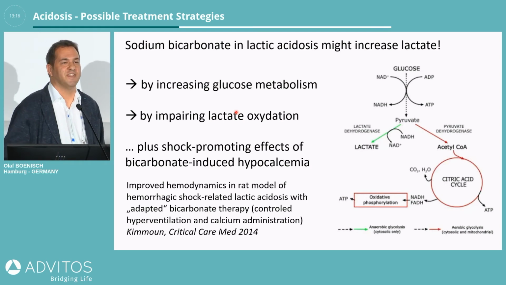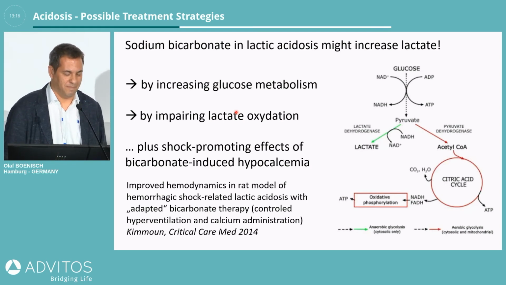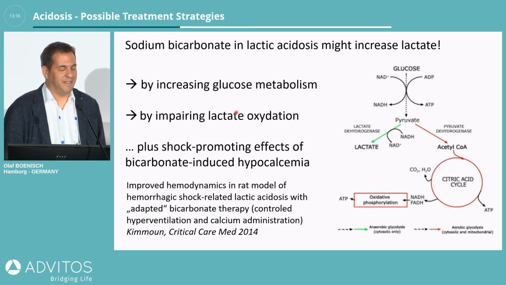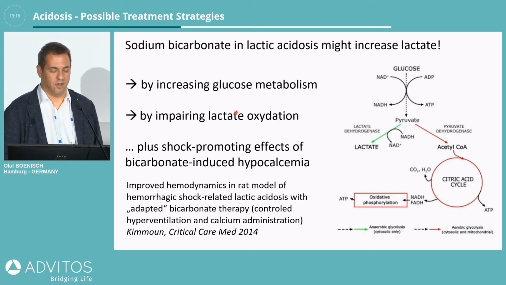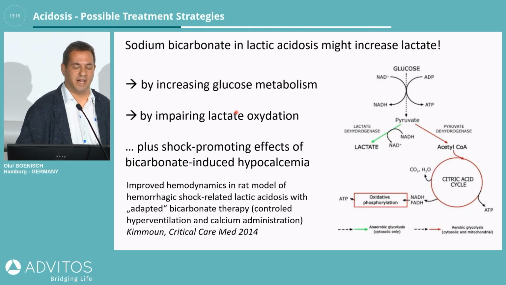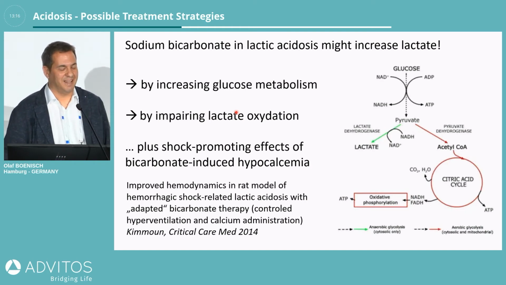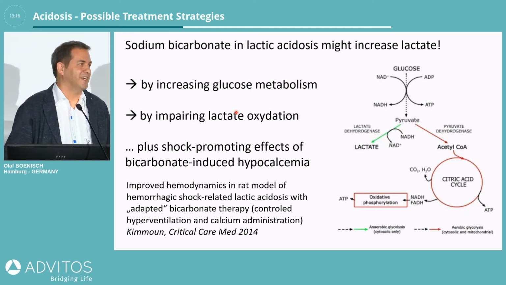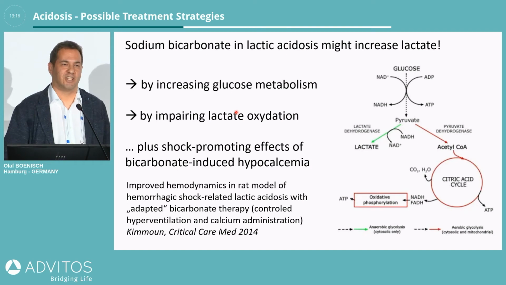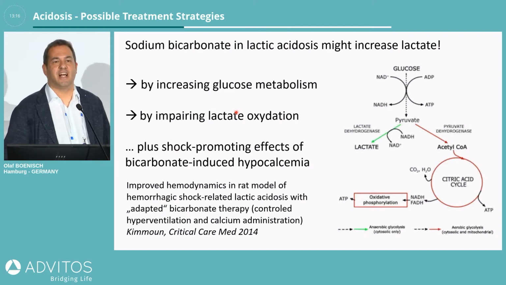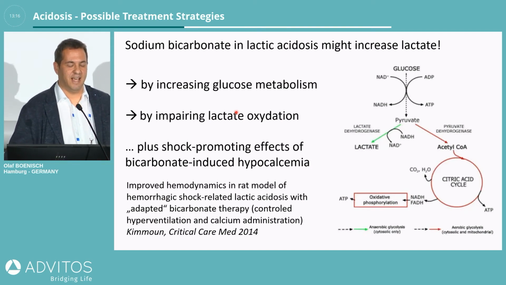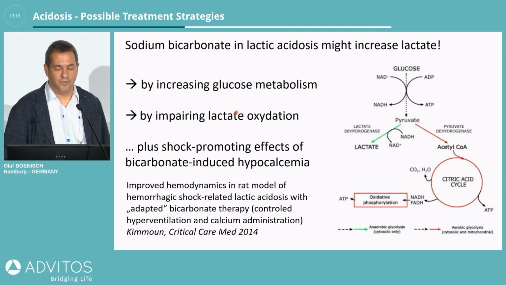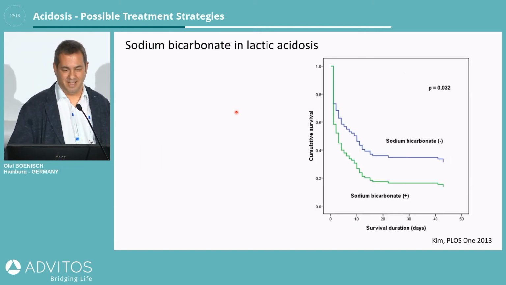And there's an interesting animal study from Kimmoun from 2014. They used an animal model of lactic acidosis. Lactic acidosis was induced by hemorrhagic shock, and they used an adapted bicarbonate therapy with a controlled hyperventilation in order to get rid of the overproduction of CO2, and additional calcium administration. And this resulted in improved hemodynamics.